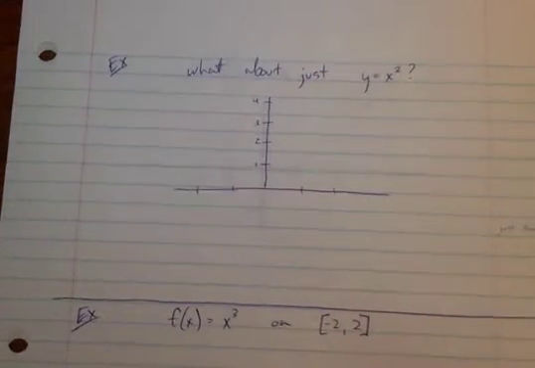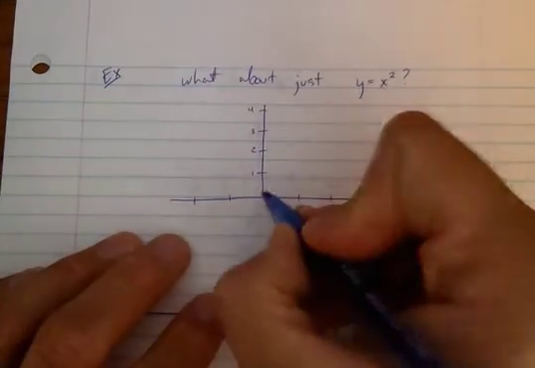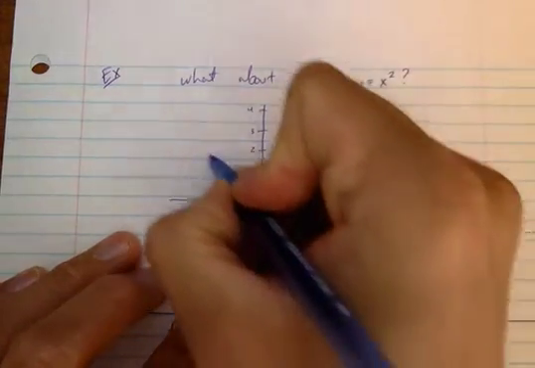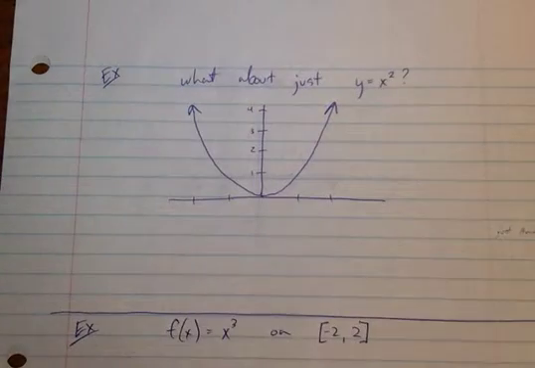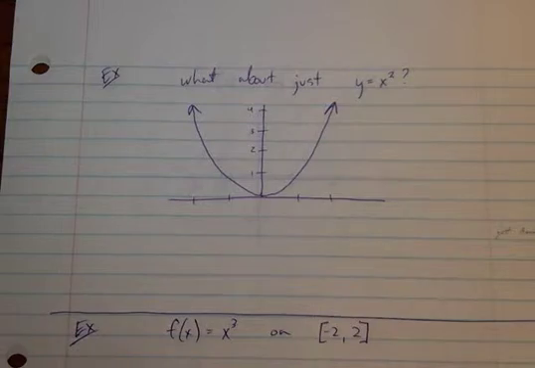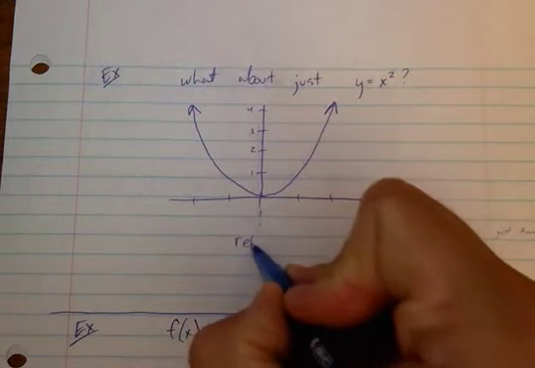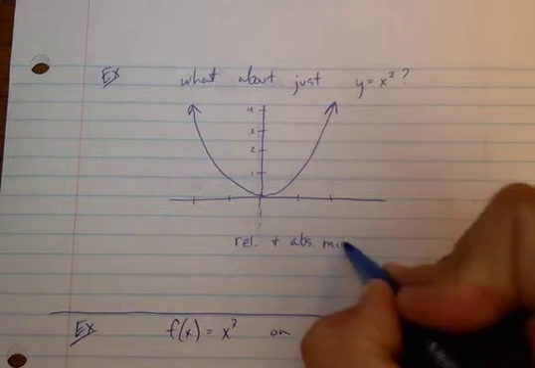What about just y equals x squared? Well, that's something that goes like this. It goes up forever and ever in both directions. Do we have any absolute or relative maximum? No. It keeps going on and on. What about here? All we have is a relative and absolute min.